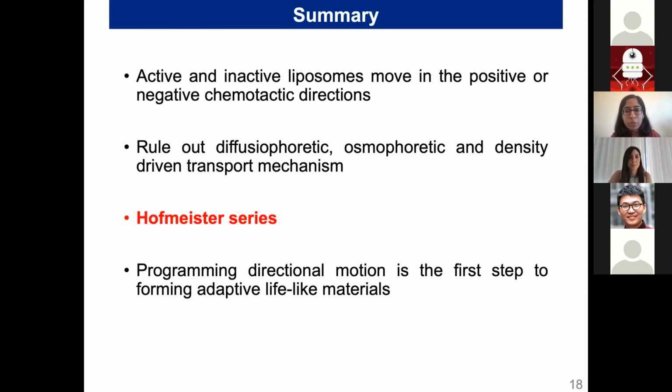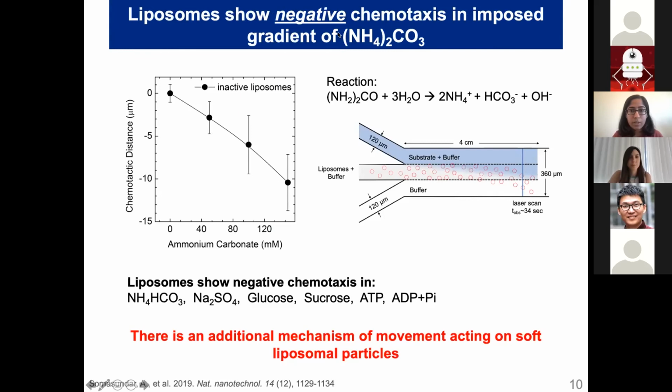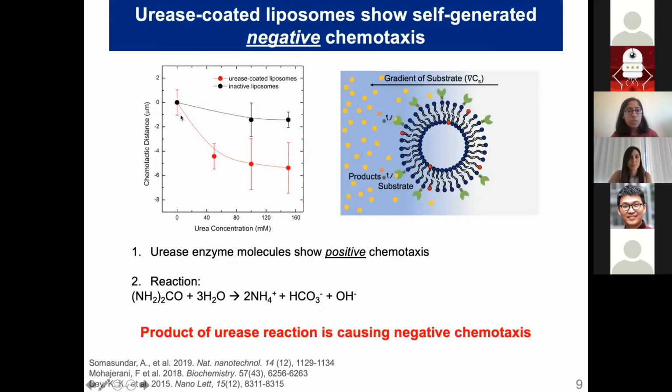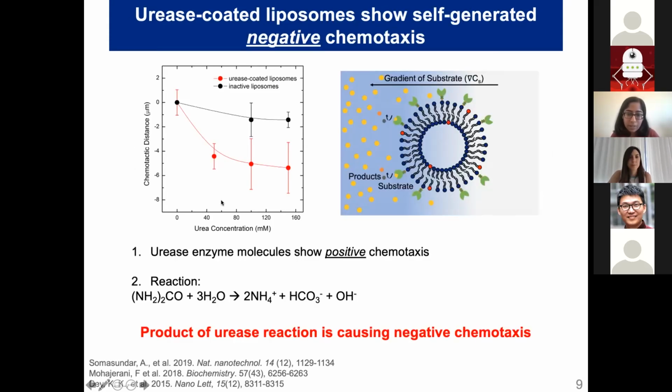But one thing that I want to mention that was very interesting, let me see if I can pull up the slide. Here we see the movement of active liposomes in gradients of urea, and you can see that with the concentration increase of urea, it plateaus. But the same behavior when we test it in ammonium carbonate, it goes negative all the way. There's no plateau. So this is also another indicator that the product is indeed interacting with the liposome.